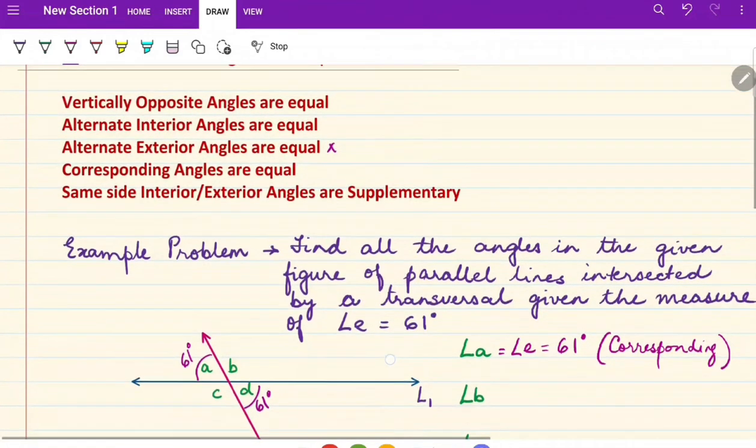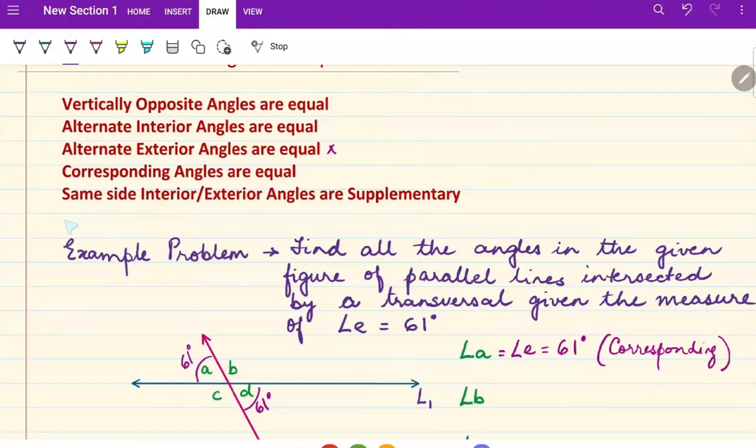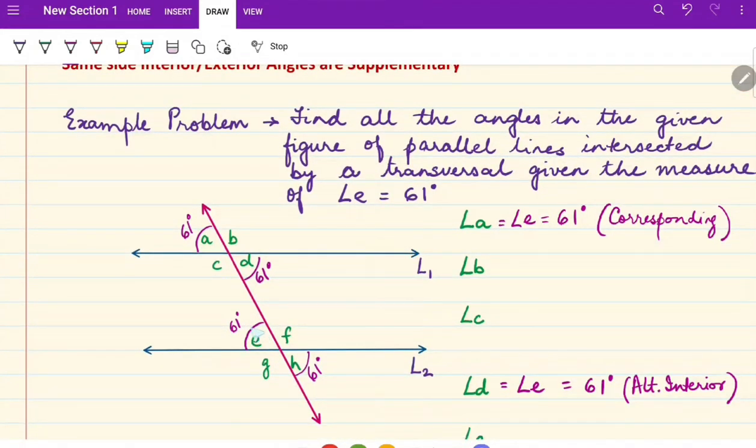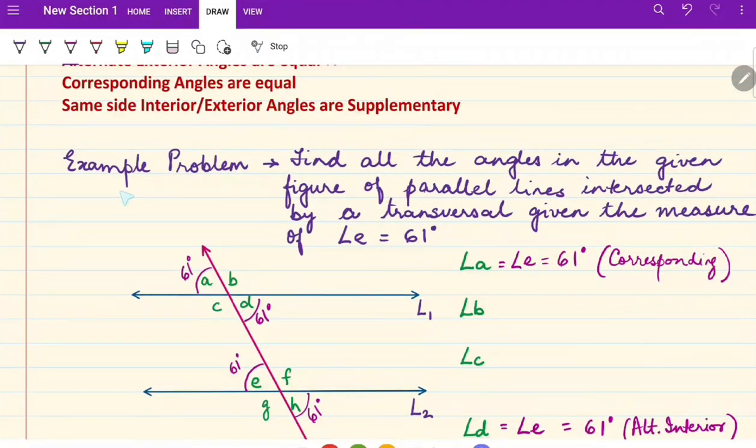So now we will go on to the next one on our list, which is same side interior or same side exterior angles, and they will be supplementary angles. That means they will add up to 180 degrees. So which are the same side interior angles to angle E? C is on the same side as angle E, and both are interior angles, so we can use the property of same side interior angles to find angle C. So how do we do that?